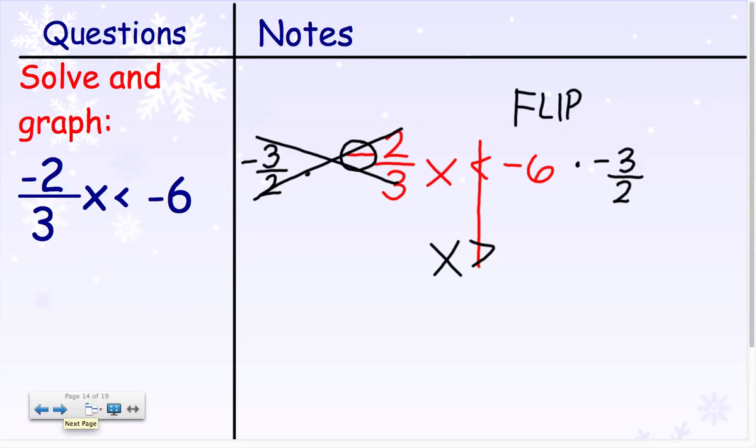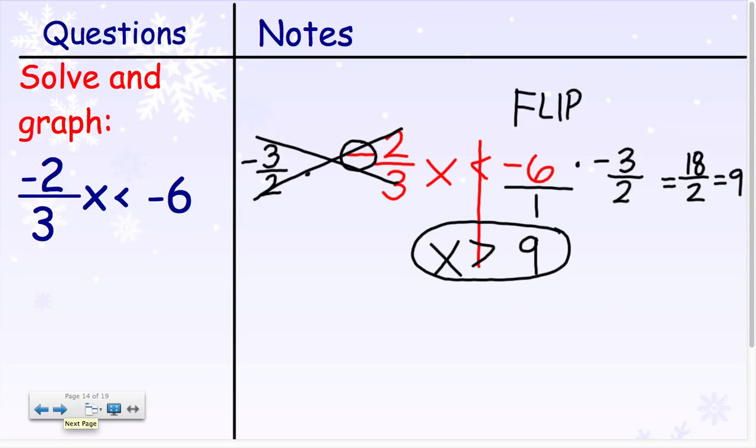Now, if I want to multiply a whole number by a fraction, I can turn that into -6 over 1 and multiply across. -6 times -3 is +18. 1 times 2 is 2. 18 over 2 is 9. The variable's on the left, so that means that it is ready to graph.